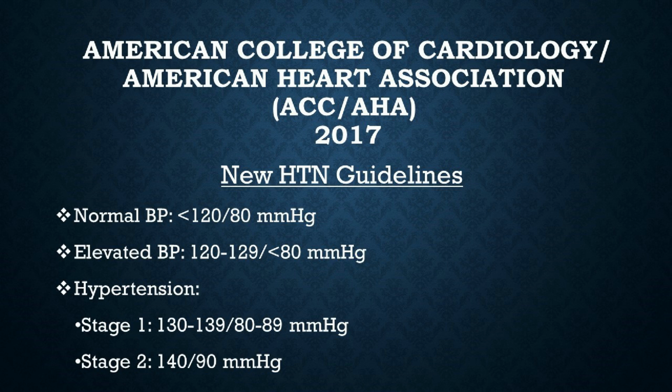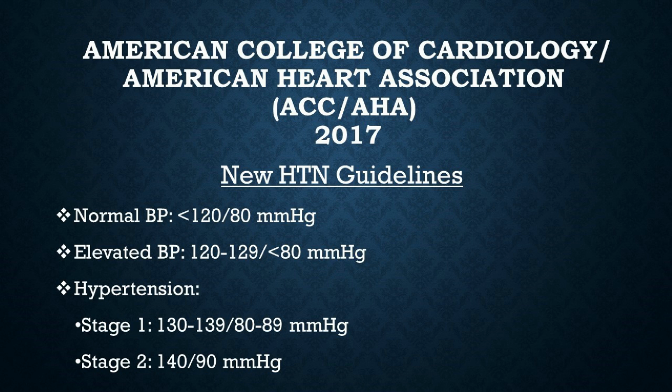Answer: the newest hypertension guidelines from 2017 are as follows. Normal blood pressure is considered blood pressure less than 120/80. Elevated blood pressure is blood pressure 120 to 129 over less than 80. And hypertension is divided into 2 stages.